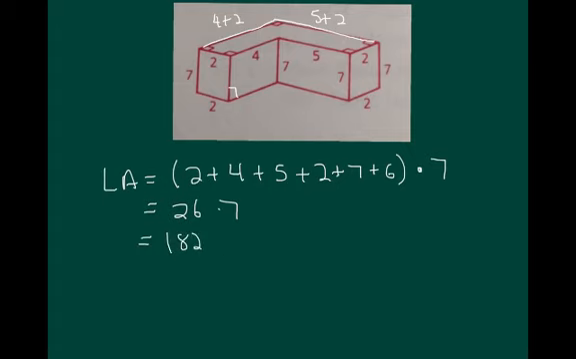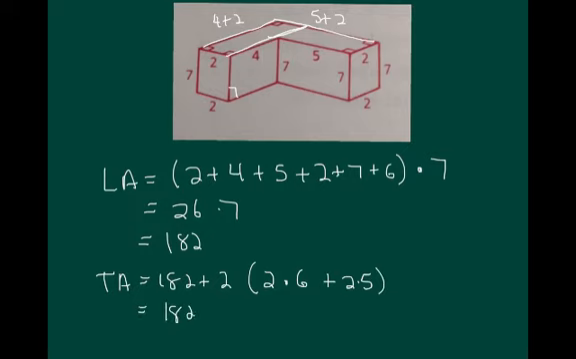Now to get the total area, I have to add on the area of the two bases. So I'm just going to multiply 2 times one of the bases. And one base I'm going to break up into two rectangles. This rectangle is going to be 2 times 6 plus the other rectangle, which is going to be 2 times 5. So I'll end up with 182 plus 44, which comes out to 226.